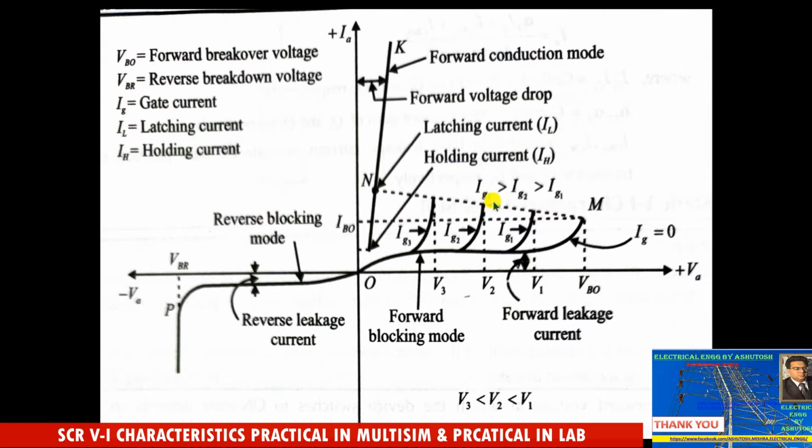And when Ig3 is applied, Ig3 is a higher gate current. So when the value of gate current is higher, a small amount of forward voltage is required to turn on this SCR. And when this happens, the forward voltage across the SCR is very much less, almost equal to 0.7 volt. So it comes up to here, and here the anode current starts flowing abruptly. Here you can see this is the forward conduction mode.